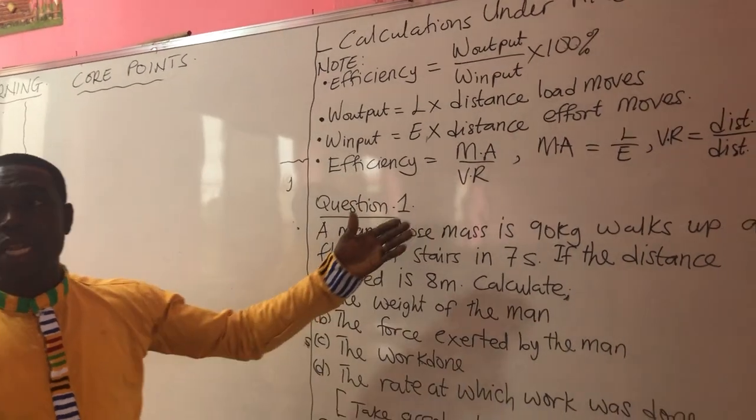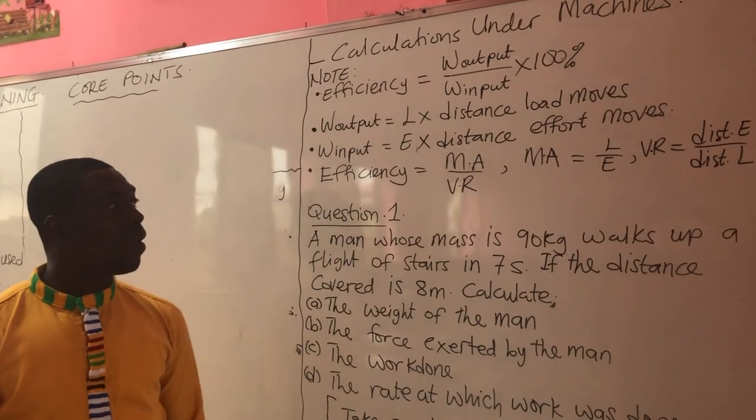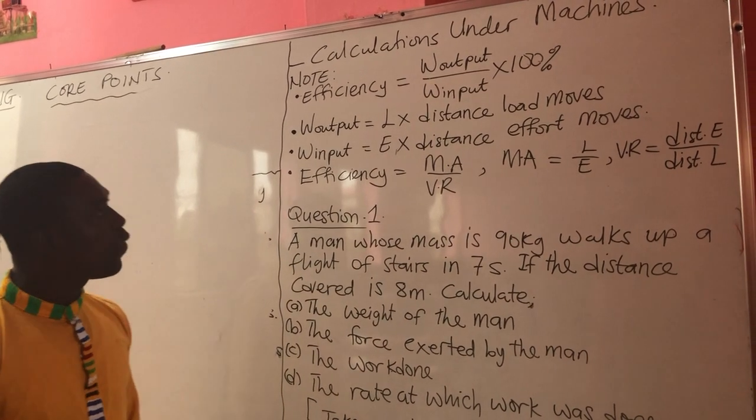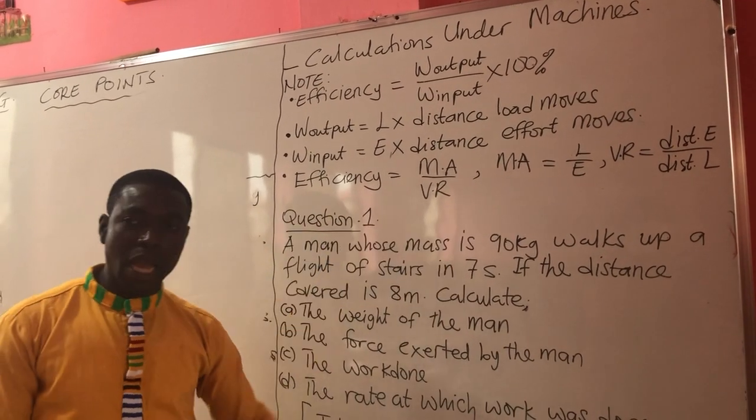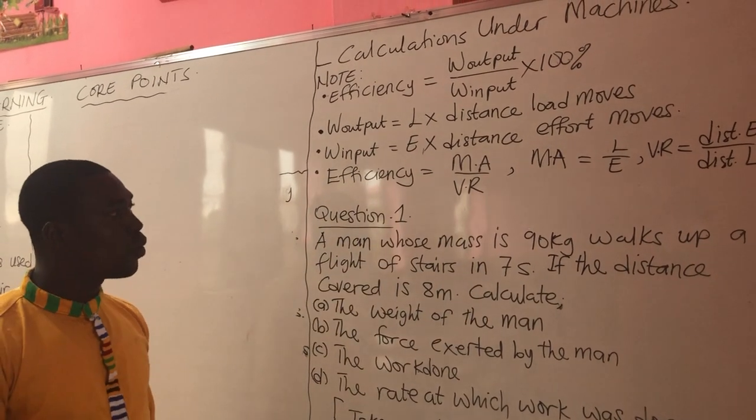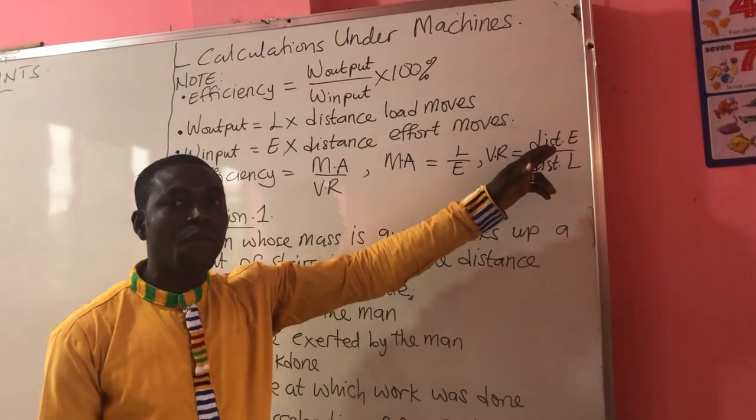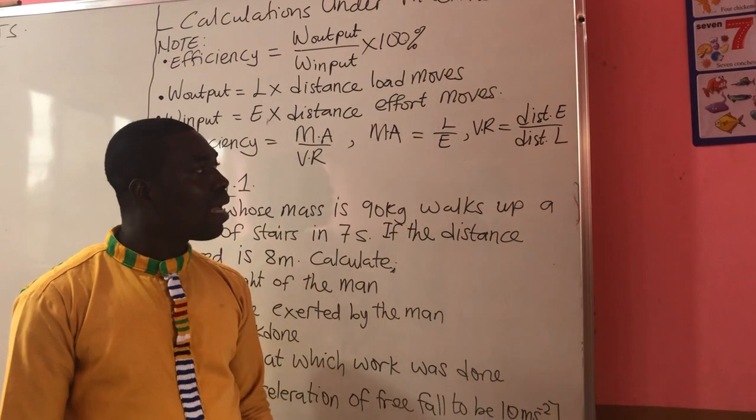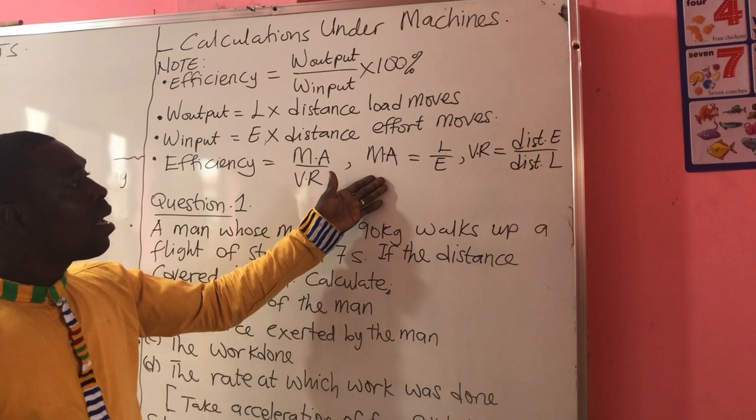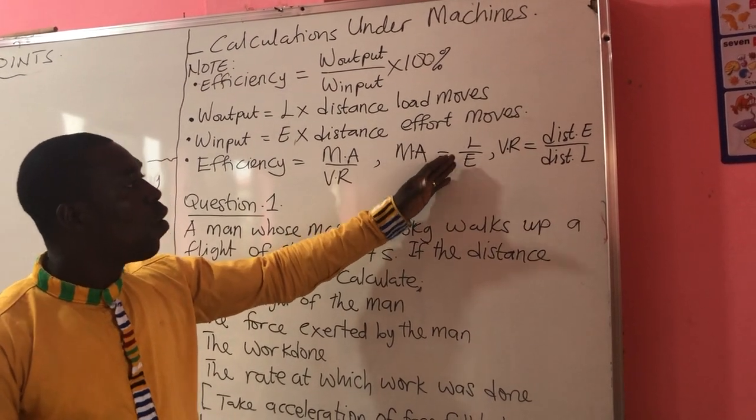Efficiency again can be expressed mathematically as mechanical advantage over the velocity ratio. Now please, when you see VR, it means velocity ratio. And velocity ratio can also be expressed as the distance the effort moves divided by the distance the load moves. And MA, or mechanical advantage, is also expressed mathematically as the load over the effort.